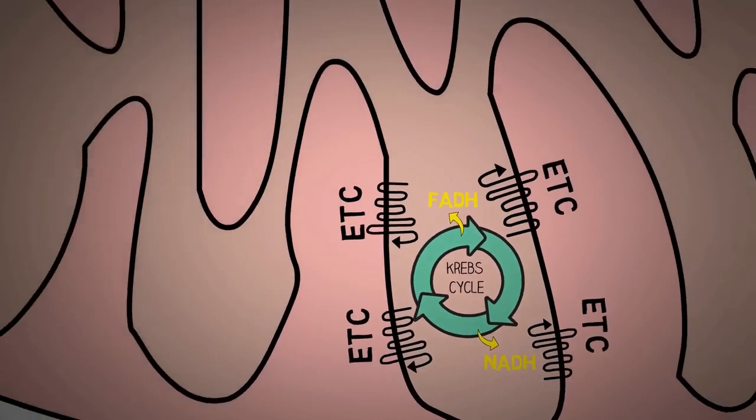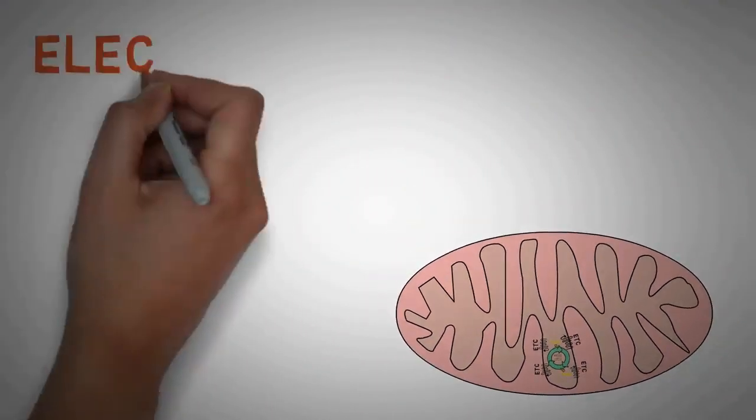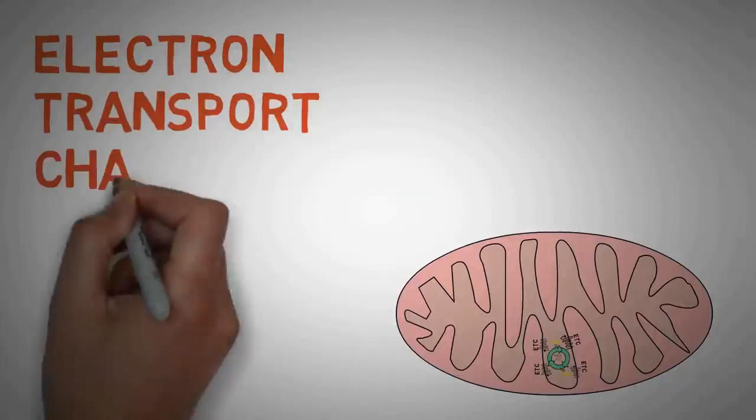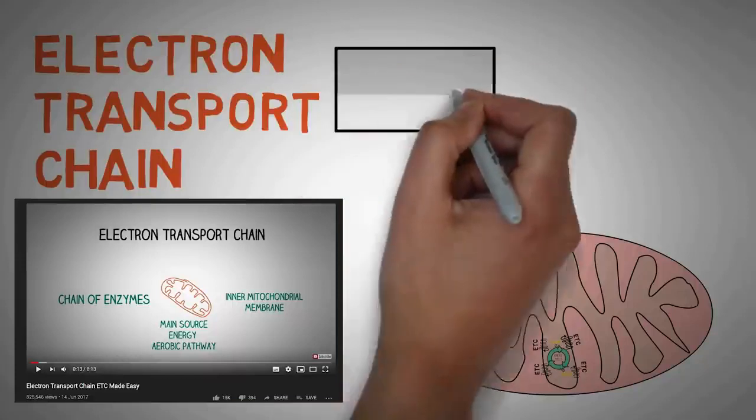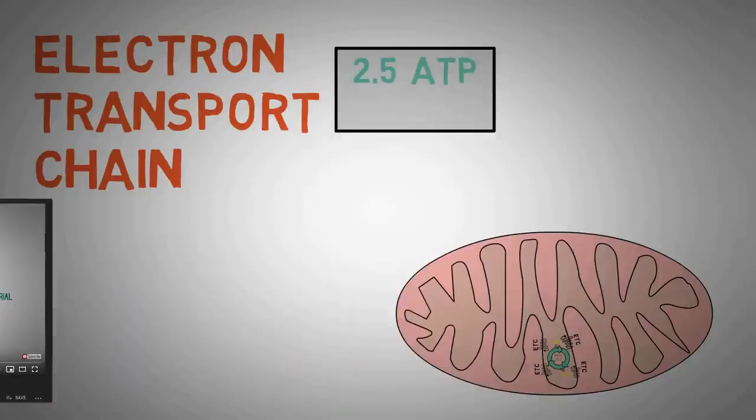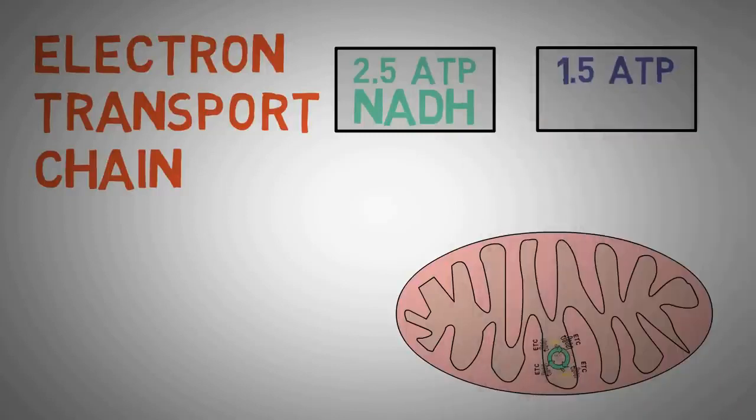Now the details of how these ATPs are produced in the electron transport chain and how many ATPs are produced are in this video about the electron transport chain on our channel. In a nutshell, you can remember that about 2.5 ATPs are produced by one NADH and 1.5 ATPs by one molecule of FADH.